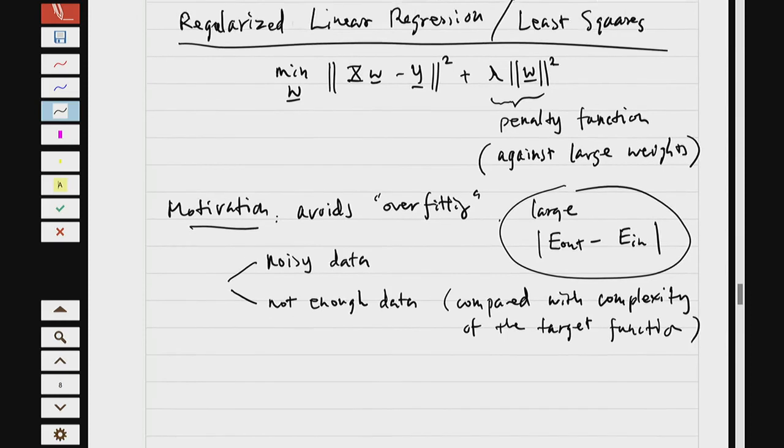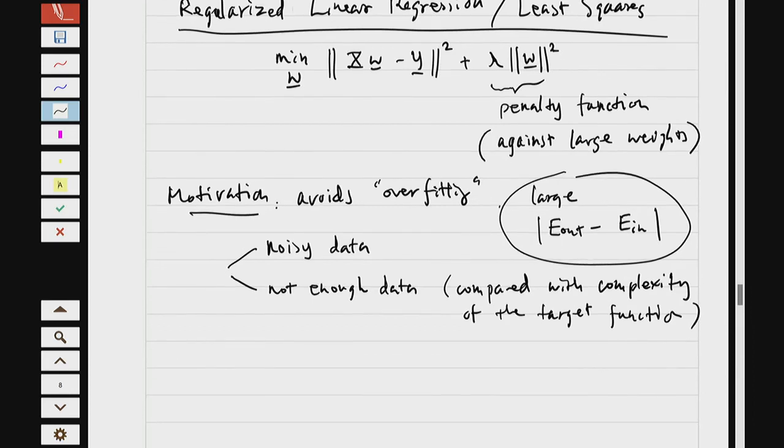So the idea of regularization is to just be a bit more cautious. You don't want to be too radical about your choices of W. You don't want to have big values in some dimensions, for example.